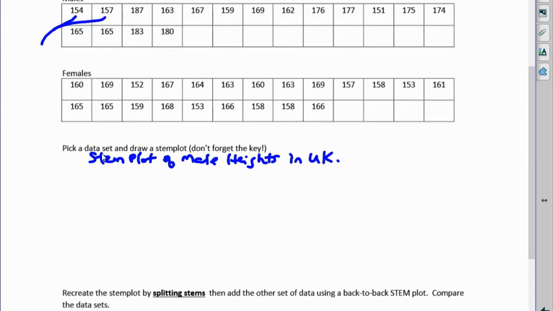Now, the stem is the part of the number that you see repeating. I see the 150, 180. That's going to be the stem. So the lowest one I see is 150. So there's 150, 160, 170, 180. And then I look through and I say, well, how many? There's a 4, a 7, a 9, a 1. And then in a stem plot, you want to put them in order. So 1, 4, 7, 9.